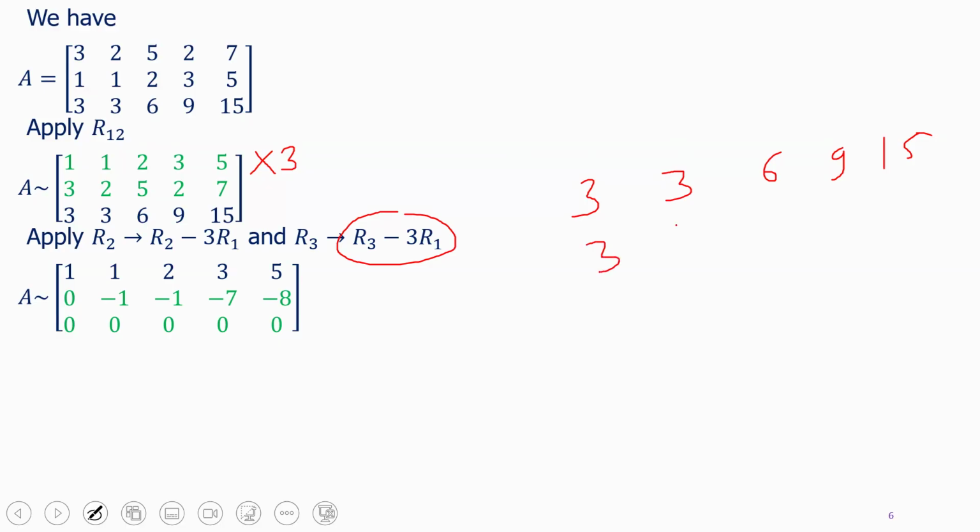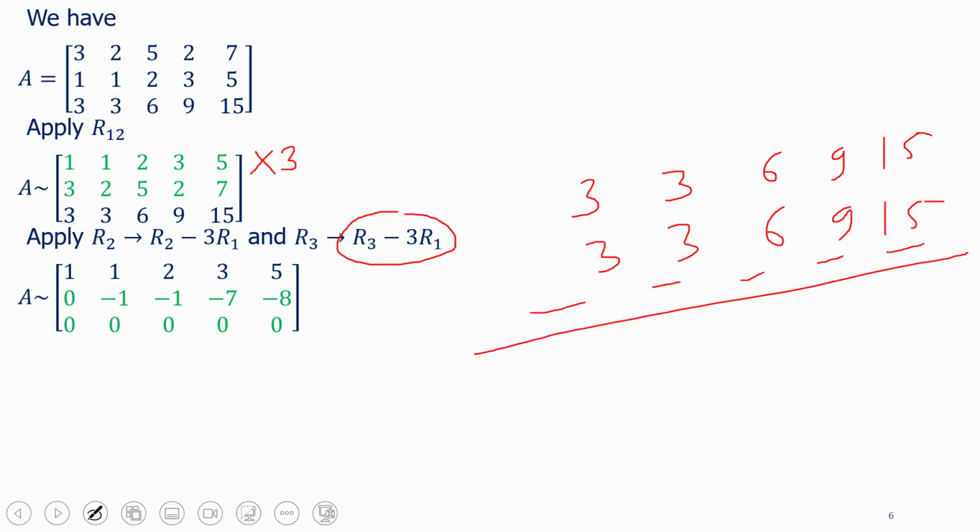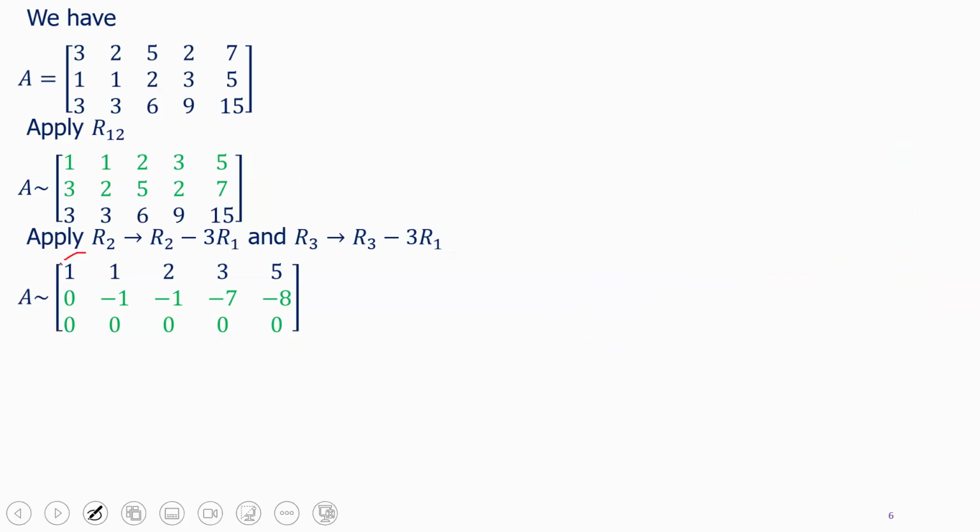Then this will become 3, 3, 6, 9, and 15. And now if we subtract it, we are getting 0, 0, 0, 0, and 0. So the third row becomes all 0. So now we have reached step number 2, or we can say that we can cross step number 2. Step number 1, A11, we have to make A11 equal to 1. Step number 2, with the help of this 1, we have to make these 2 zeros.